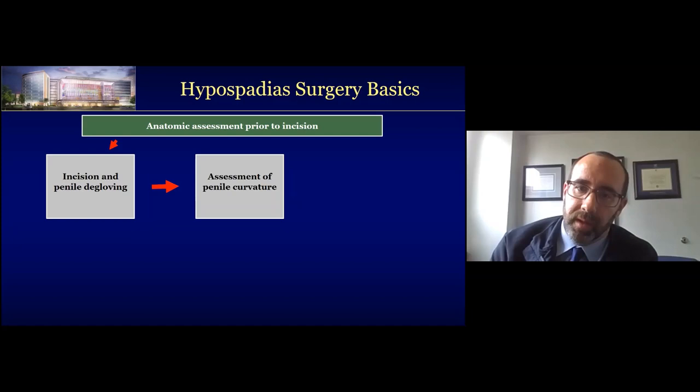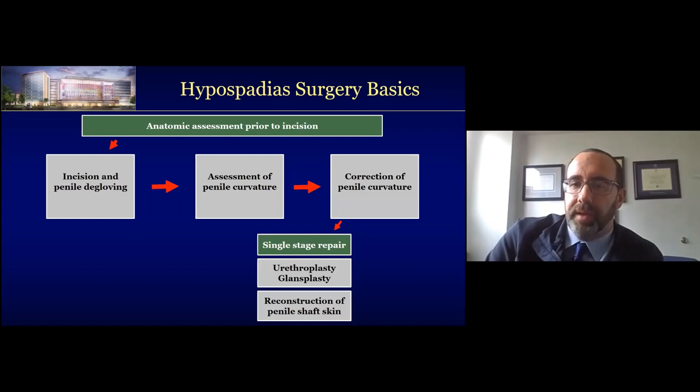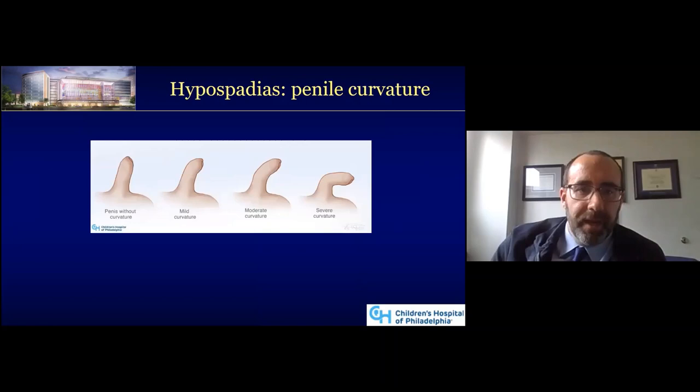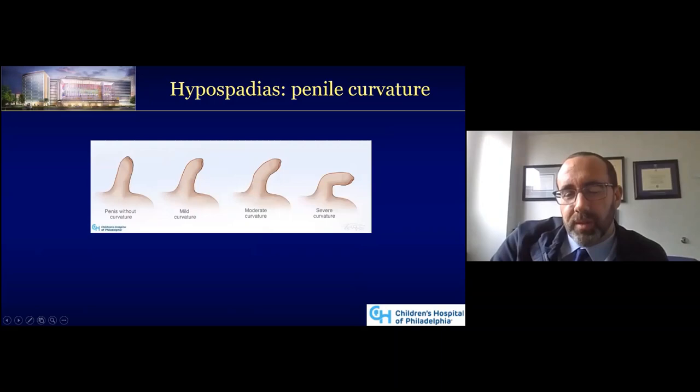After you correct the curvature, that's when you get to your next branch point. If the curvature is corrected in a fairly straightforward manner, then you go ahead and finish with the single-stage repair: urethroplasty, glansplasty, and skin closure. If the curvature is more severe and you have to use a bigger technique, which we're going to get into in a minute, then you might proceed with a two-stage repair instead of closing everything that day. Pretty basic here, but straight penis on the left, curved penis on the far right, and we'll get into more live action shots in a minute.